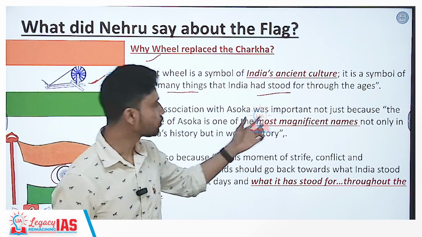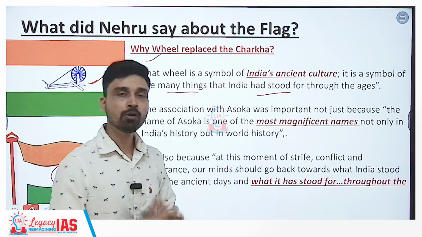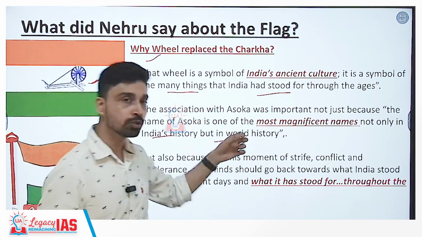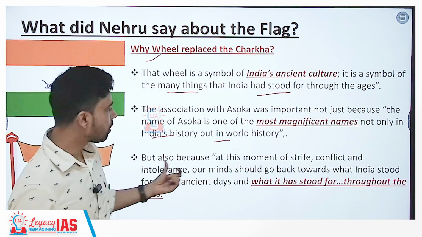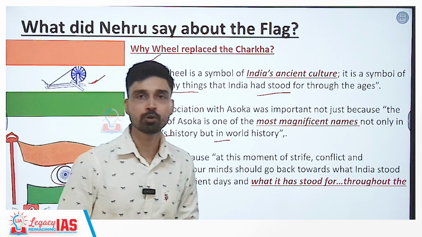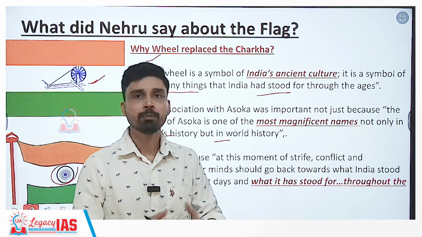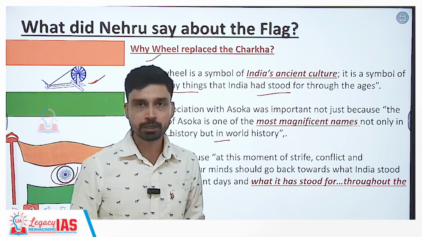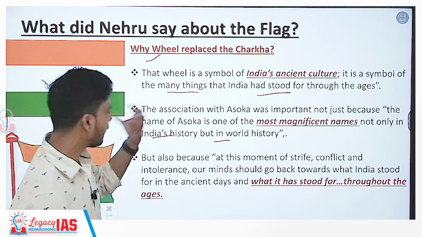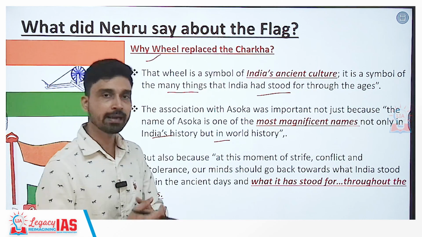And the association with Asoka was also important, not just because, as Jawaharlal Nehru said, Asoka was one of the most magnificent names in India's history, and also in world history, but also because of this moment of strife, conflict, and intolerance. Obviously he is talking about this because India, on a positive note, had attained independence, but also had suffered massively due to the partition of the landmass into three different territories: East Pakistan, West Pakistan, and India at that time. So that is why he talks about strife, conflict, and intolerance being on the rise at that point of time.